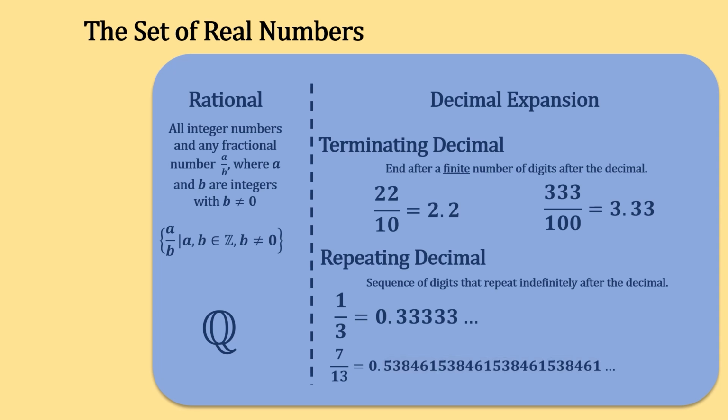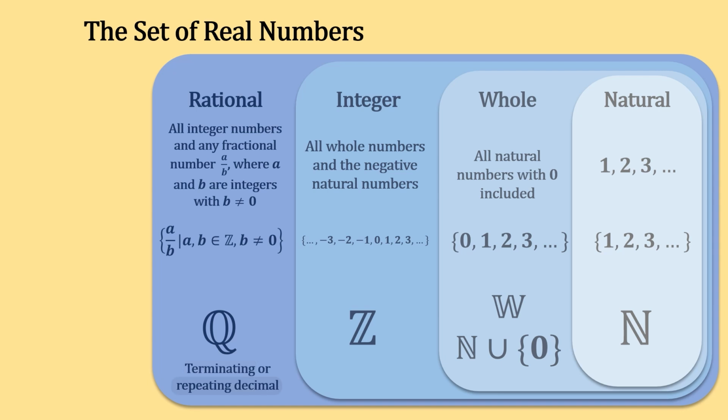Whenever we find these repeating patterns, we usually put a bar over top of the sequence of numbers that are repeating. In short, rational numbers either have a terminating or repeating decimal.